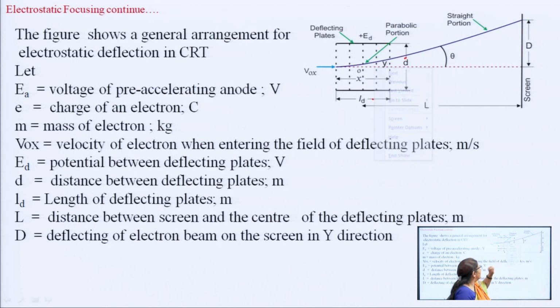So, let us consider that Ea is the voltage of the pre-accelerating anode, e is the charge of the electron, m is the mass of the electron, Vox is the velocity of the electron when entering the field, Ed is the potential at the deflecting plate, and small d is the distance between the deflecting plates. L is the distance from the center of the plate to the screen, and D is the deflection in the y direction.